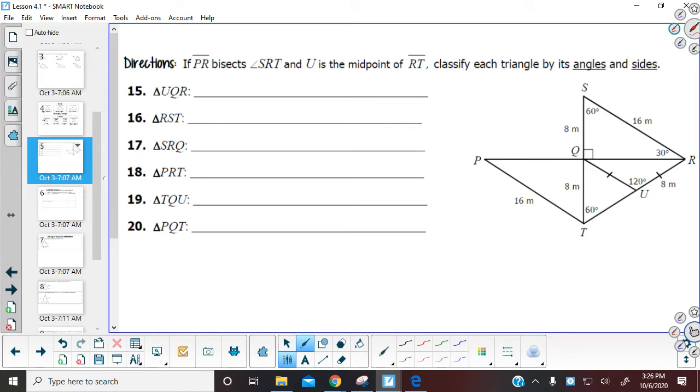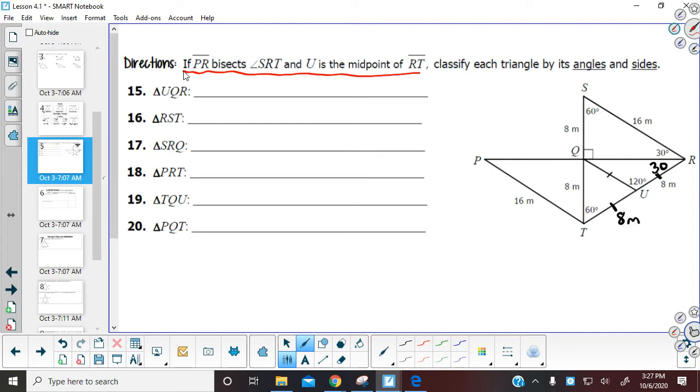So let's notice up here, we have some information that we want to mark in our picture. First off, if PR bisects angle SRT, that means that these two angles are the same. And if those two angles are the same, we know one is 30, so we can go ahead and mark this other one as 30. We also know, according to this, that U is the midpoint of RT. So if U is the midpoint of RT, that means that these two pieces are going to be the same. So this is also going to be 8 meters.